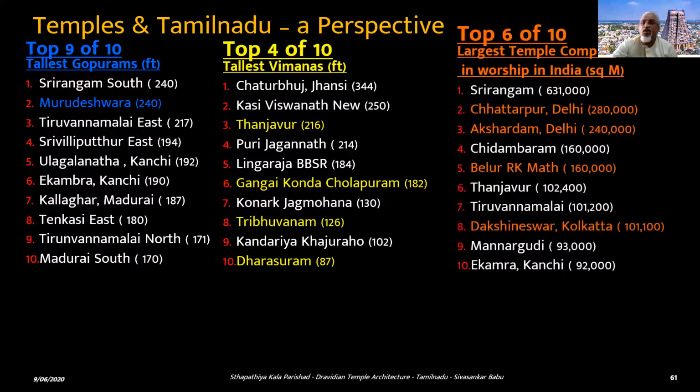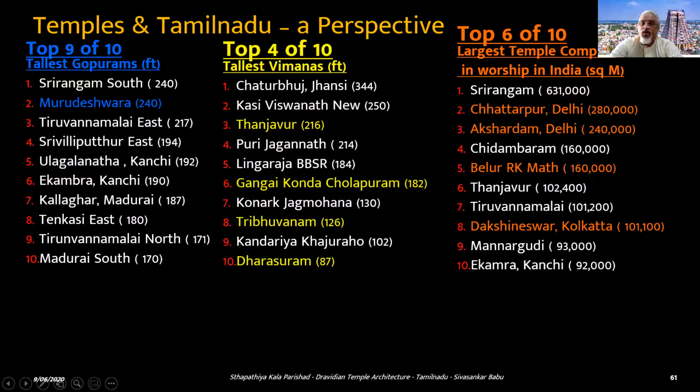Then if you see in terms of size, the top 6 temples out of 10 which are in active worship in India are in Tamil Nadu. They are Srirangam, Chidambaram, all these things, through Tanjavur, all are temple cities by themselves, with their own temple tanks and irrigation, granaries, everything.